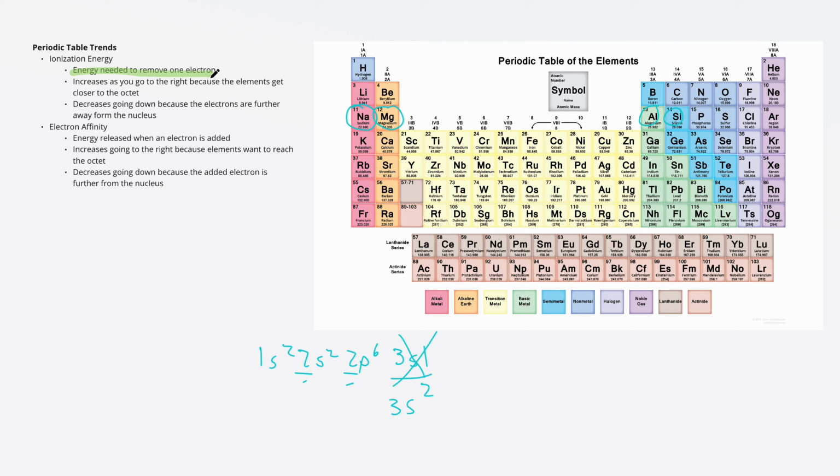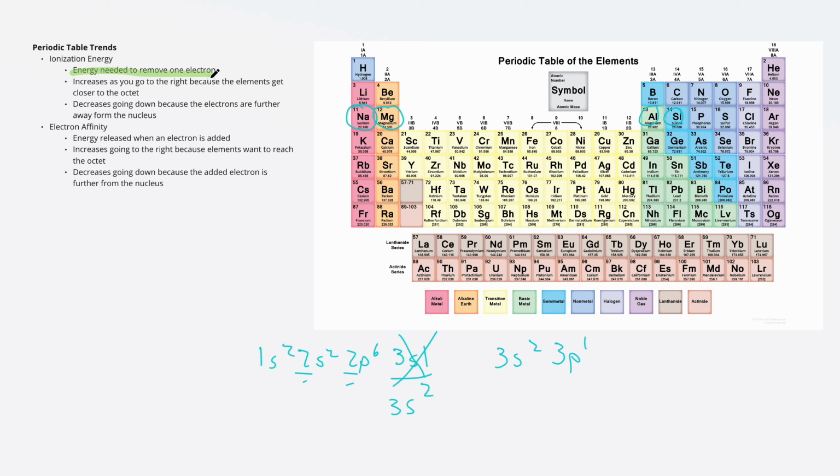The next one is aluminum. Aluminum would have 3s2 and 3p1. So now aluminum has 3 valence electrons. And then every time you go to the right, you're adding one more electron. So you're getting further and further away from just being able to remove an electron to get the full octet.